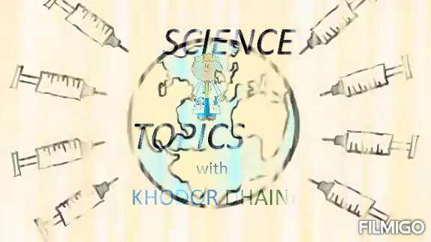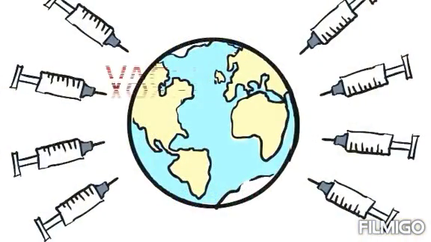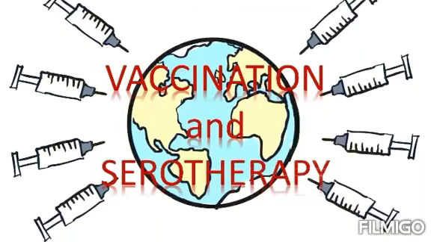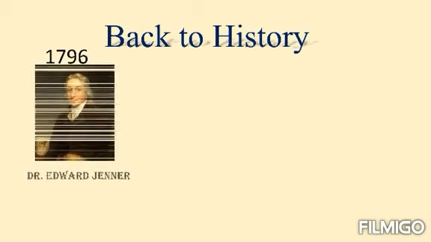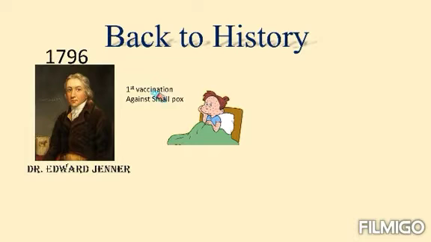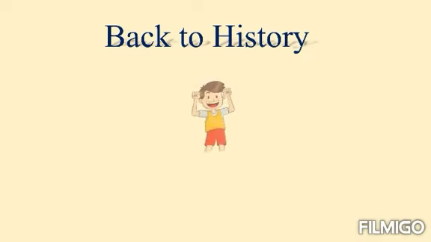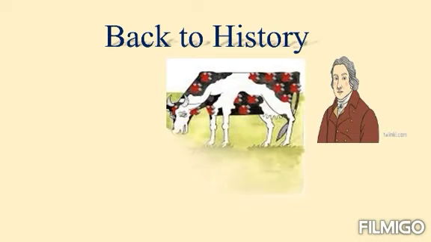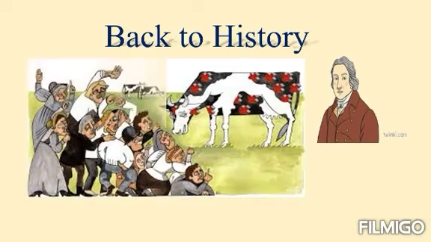Our topic today is about vaccination and serotherapy. At first, I'm going to have a history back view. In 1796, Dr. Edward Jenner, a British scientist, made his first vaccination against smallpox. Dr. Jenner noticed that many people had acquired immunity against smallpox when they had cowpox.